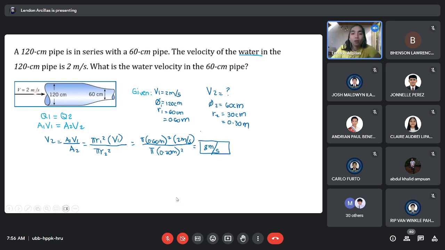Okay, uulitin ko. As you can see, mas malaki yung butas, maliit yung velocity. Kung maliit yung butas, maliit yung diameter, ang velocity ay lalaki. So that is the concept of continuous flow and the relationship between velocity and its cross-sectional area.